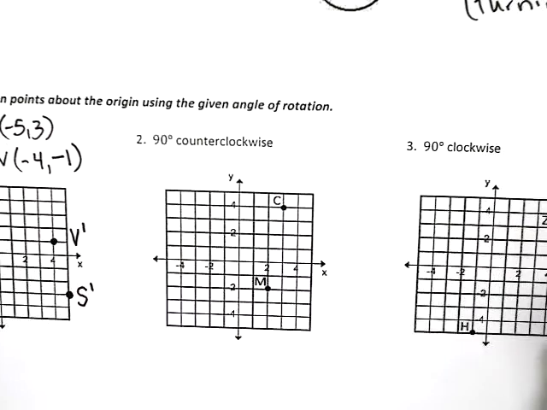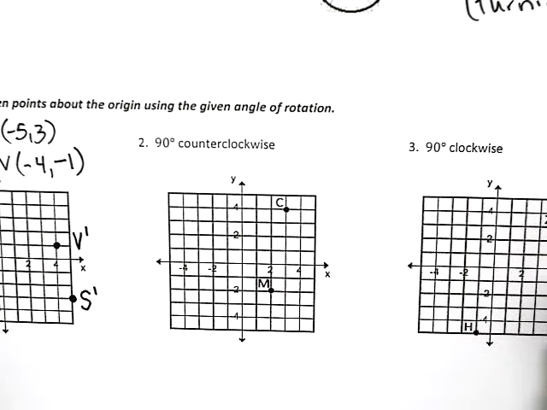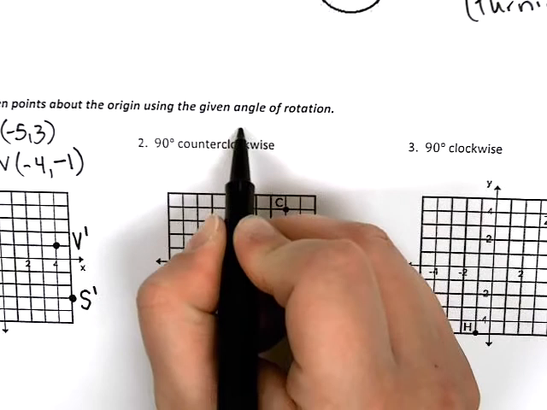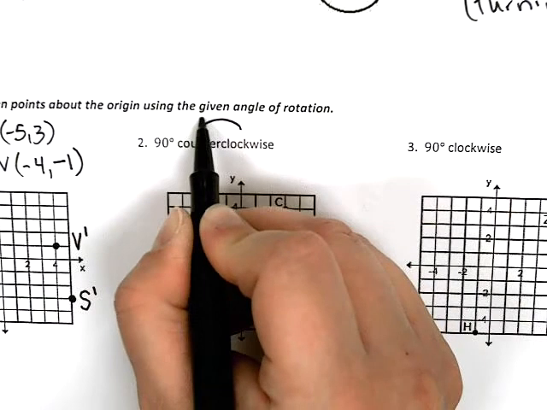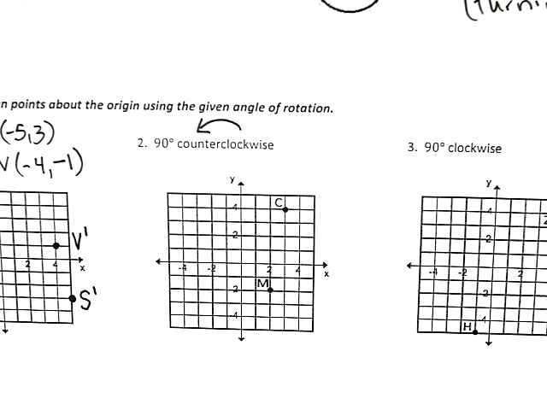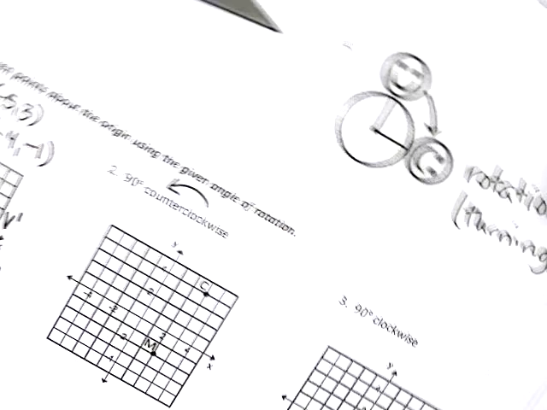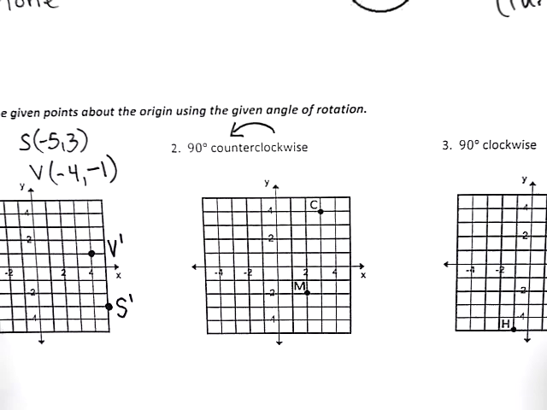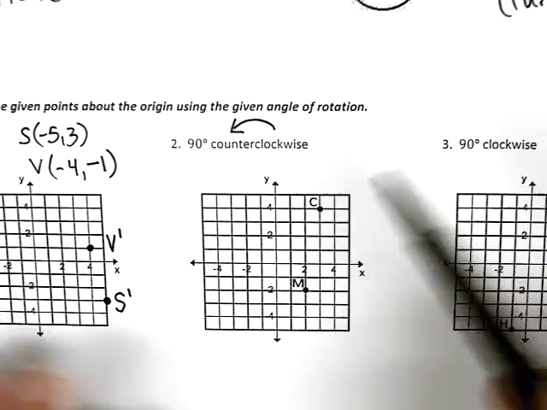Number 2 says 90 degrees counterclockwise. That means since the points are here, counterclockwise, I want them to end up over there. Okay, 90 degrees would mean I turn it a quarter of the way, excuse me, not halfway. But before we do that, I want to talk about how to do this.